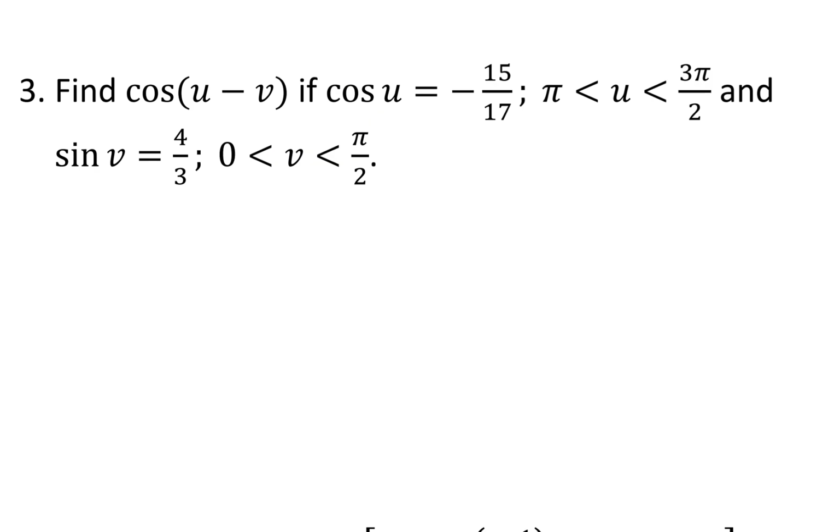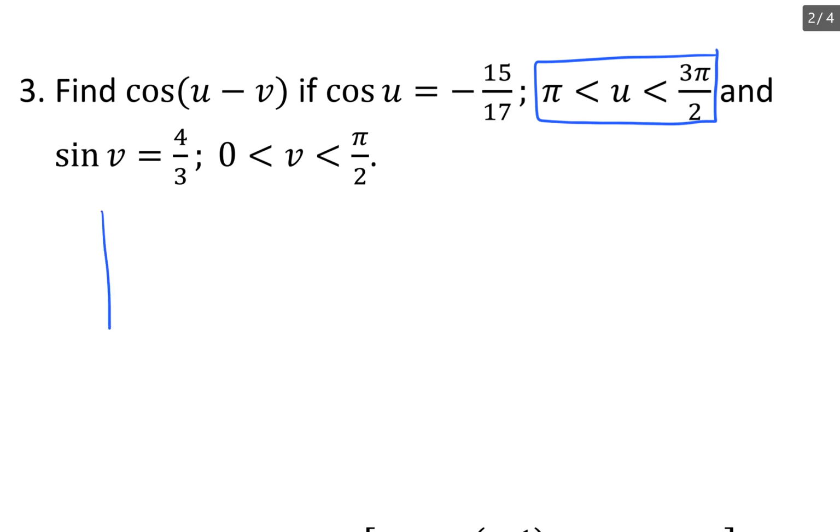All right, so for this one here, we have 2 different angles. We have angle U and angle V. We don't know what angle U is. We don't know what angle V is. We actually don't even need to know what angle U or angle V are. Okay? Because we're given some information about these two. So let's first take a look at what we know about angle U. So I'm going to look here at this restriction. It tells me the angle U is between pi and 3 pi over 2.